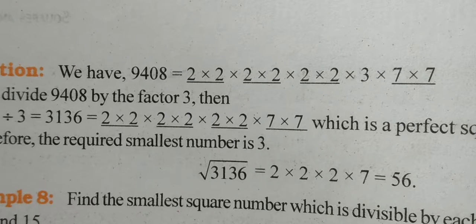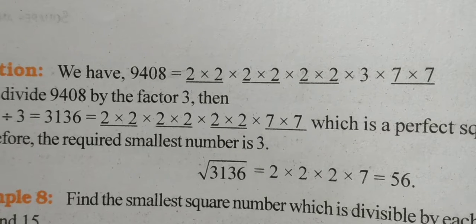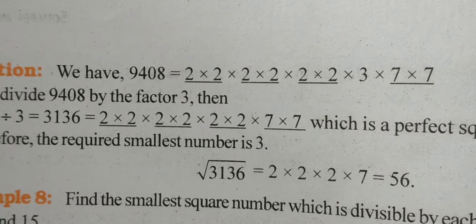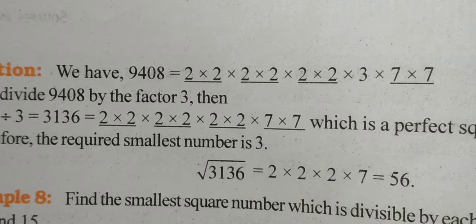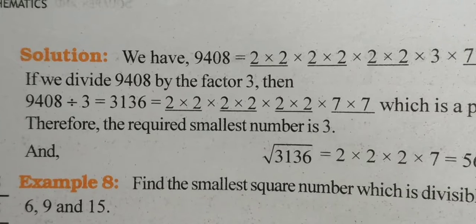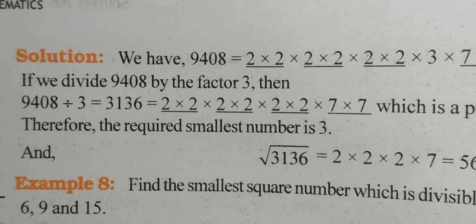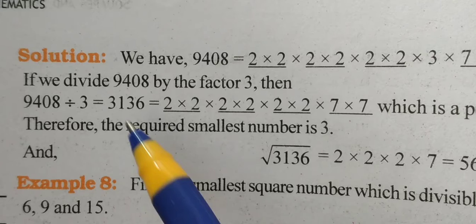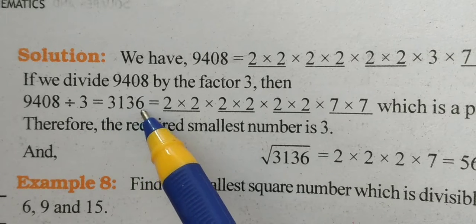In the previous case we multiplied the missing factor, but here what we are going to do is, as it is given divide and quotient term is used, you will remove that single factor 3, and then whatever is left will be your answer. तो यहाँ पे जब हम remove करते हैं, removing means you will divide it. You will divide 9408 by 3. On dividing, whatever answer you get, here they have got 3136.